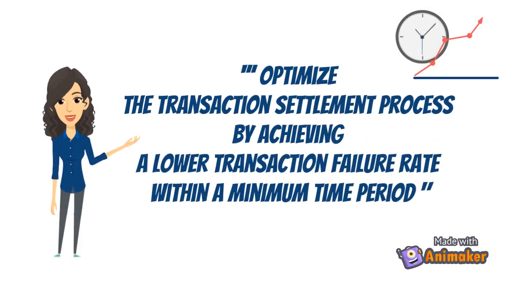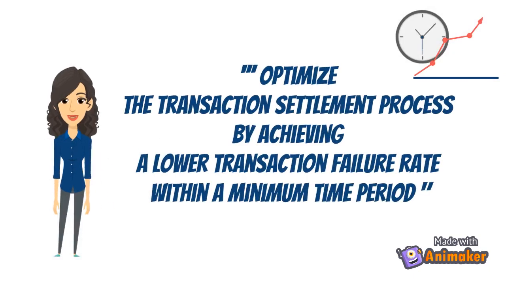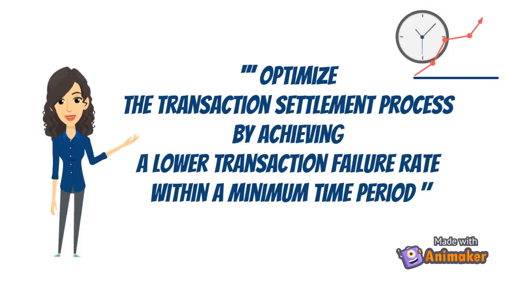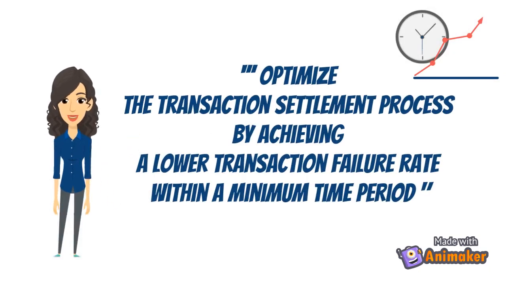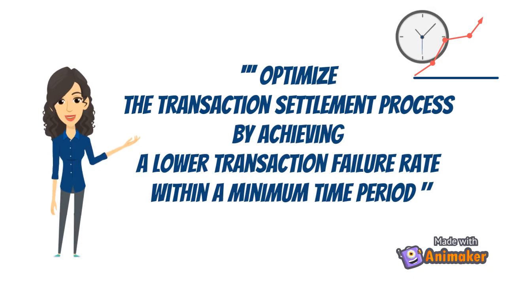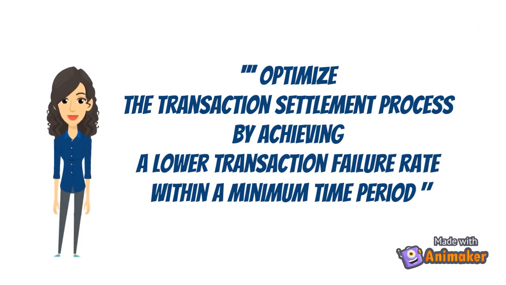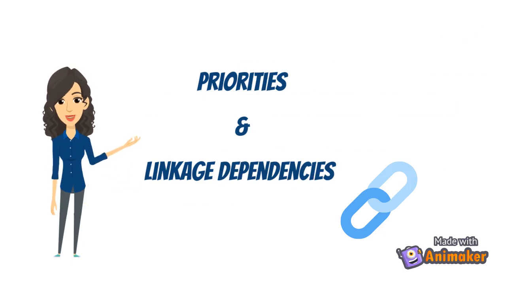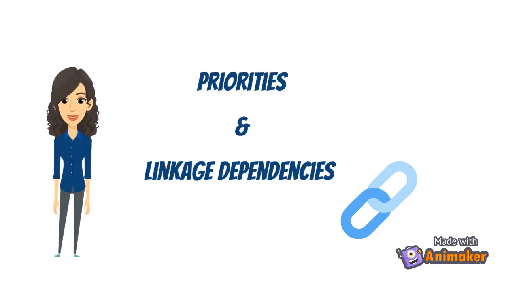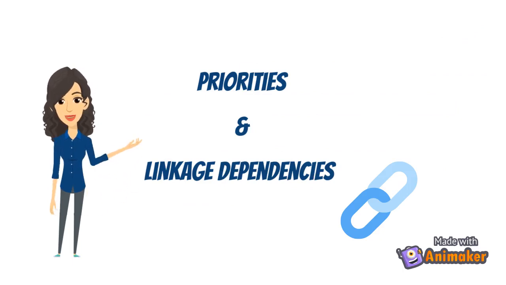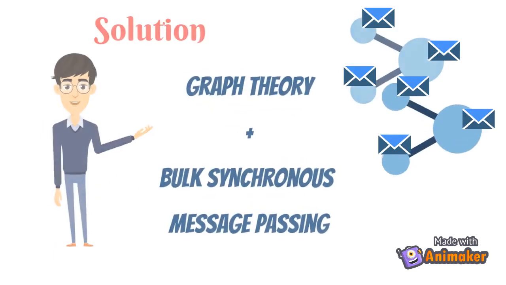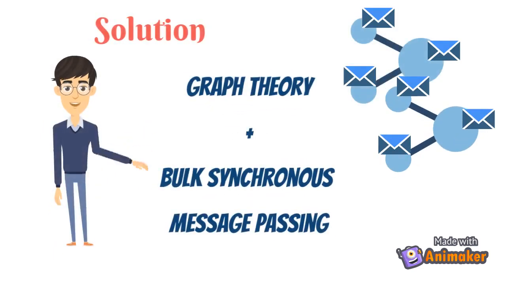So, the objective of the project is to optimize the transaction settlement process by achieving a lower transaction failure rate within a minimum time period. When settling, the priorities and linkage dependencies in and between the transactions should also be handled. For achieving the objectives you heard, we have used a combination of graph theory and bulk synchronous message passing. Let's see the process step by step.